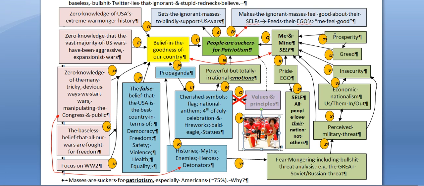Now, another thing is prosperity. People tend to believe that as their country prospers, they prosper. Or that their opportunities and their standard of living is based upon how well their country does. And that leads to support for their country. And that's me and mine. That's self. And that's related to greed.